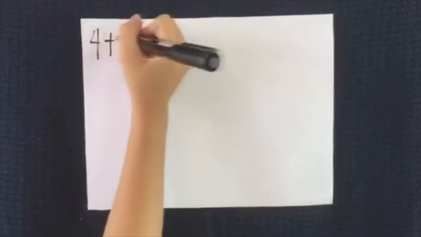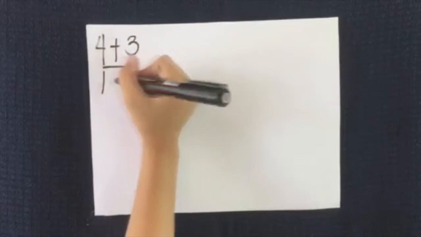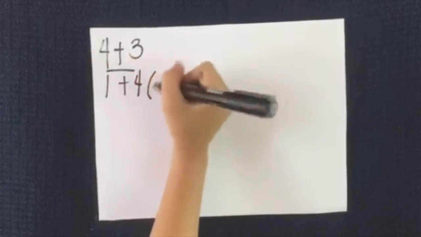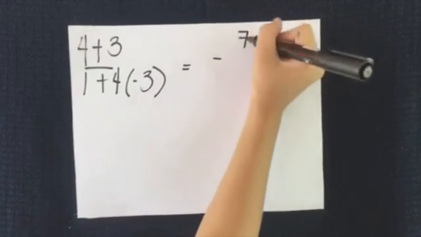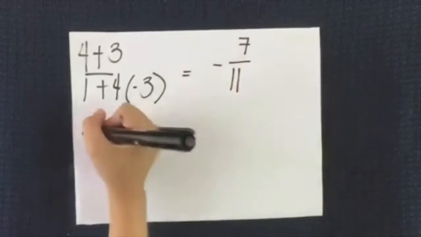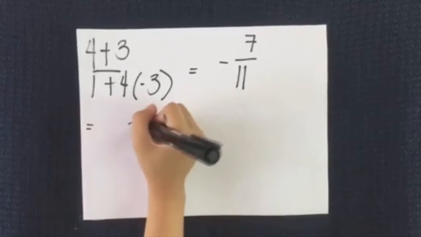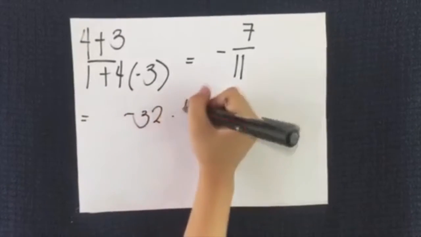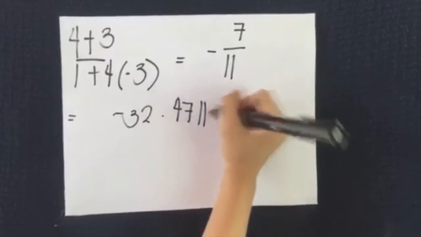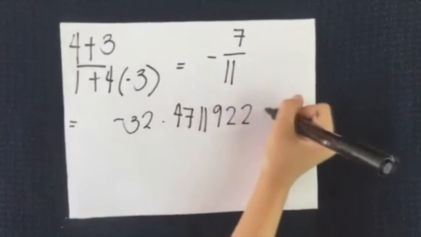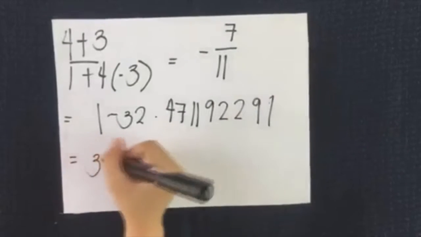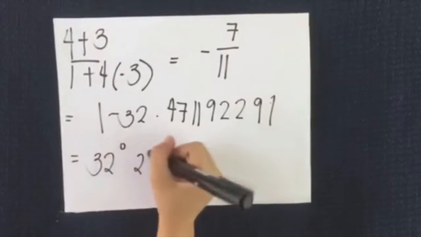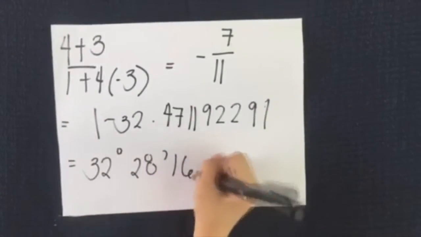In our given problem, we have two equations, which also means we have two slopes. 4 plus 3 all over 1 plus 4 times negative 3 will have negative 7 over 11. And by pressing your calculator, shift tan, you will have negative 32.47119229. And you will get the absolute value, and you will have 32 degrees, 28 minutes, and 16.29 seconds.